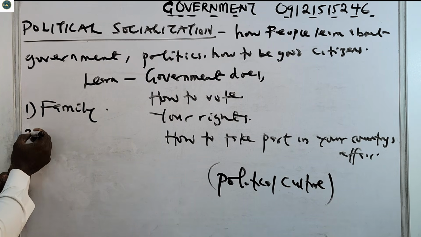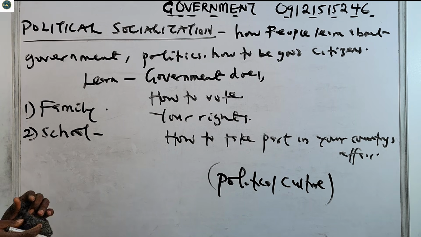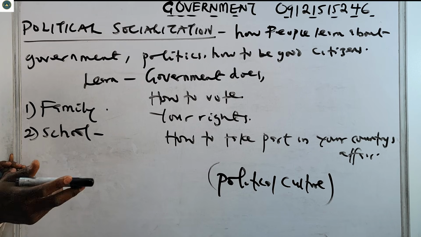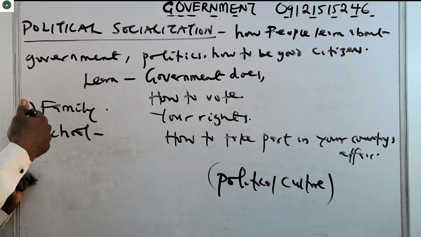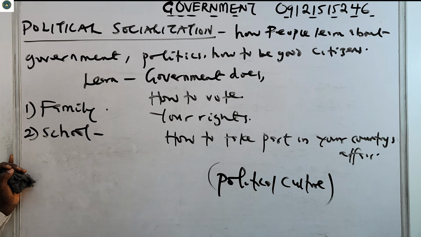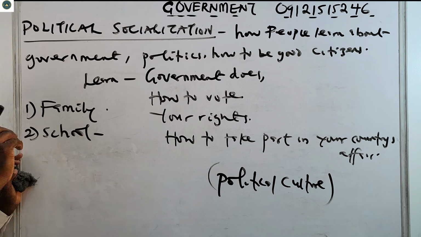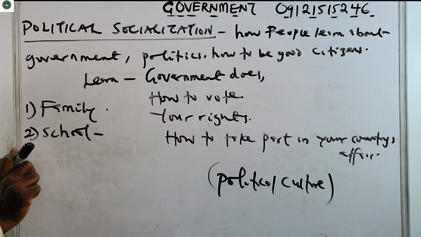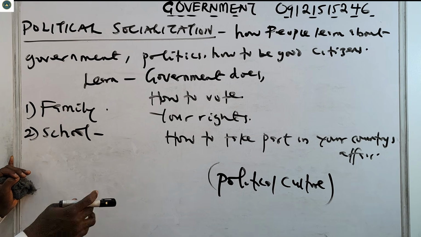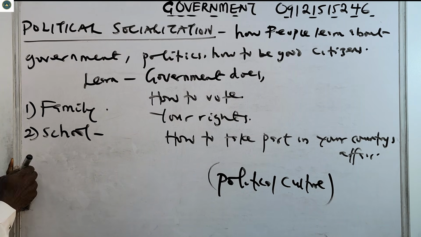Then number two, your school. In primary school you do civic education and social studies, where you learn about the government. So your school is another very important agent of political socialization. In secondary school you do government. In the university you do political science. But in school you learn about political socialization.